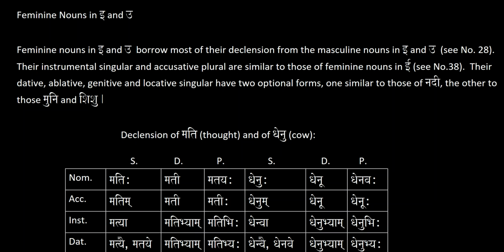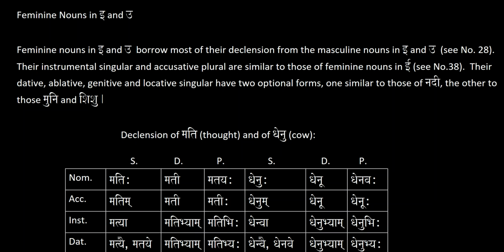Today we will be learning about feminine nouns that end in I and U. That is short I and short U. We went over some nouns that end in short I and short U, but they weren't feminine, they were masculine. But the good thing about that is that they're very similar to each other. So feminine nouns in I and U borrow most of their declension from the masculine nouns that end in I and U, such as shishu and muni.